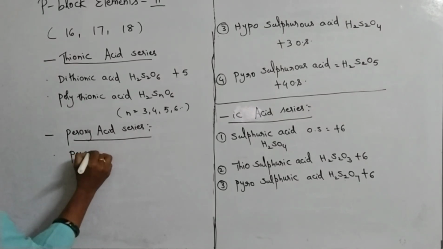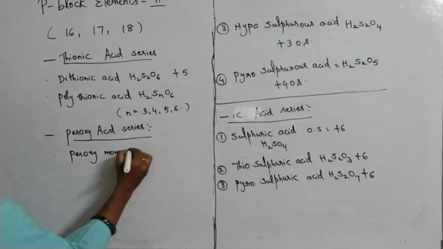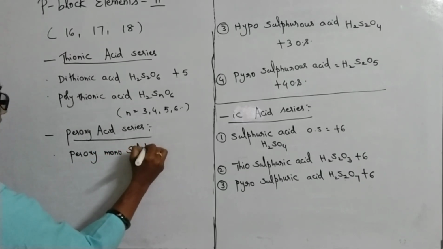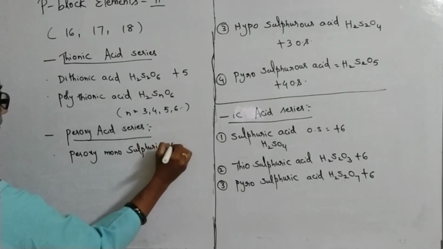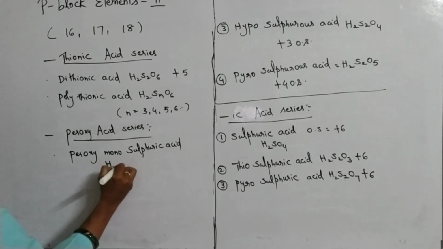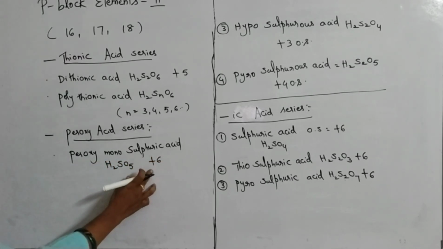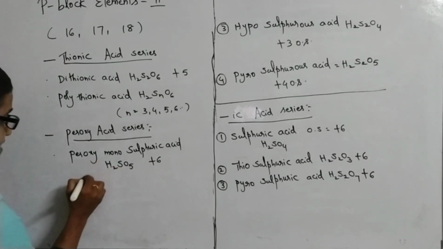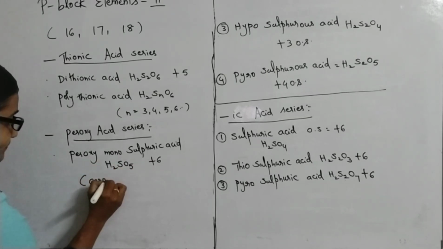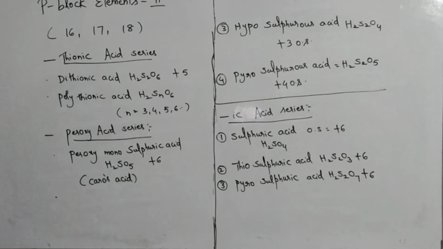In the peroxy acid series, the first one is peroxymonosulphuric acid. Its formula is H2SO5, and the oxidation state is +6. You call this Caro's acid. And next you have peroxydisulphuric acid.